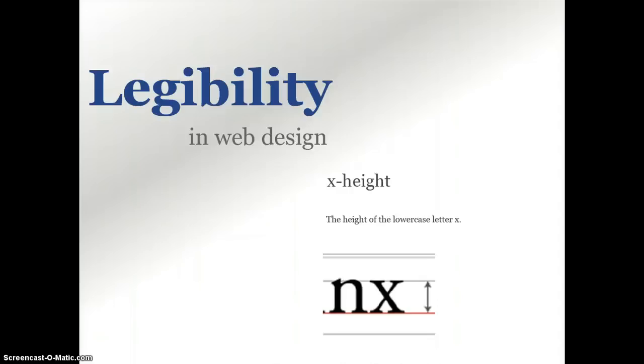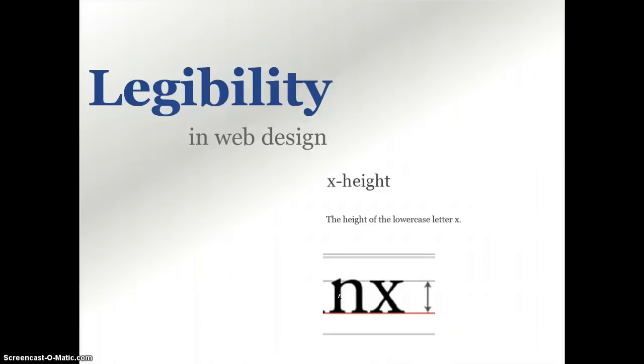X-height is the height of the lowercase letter x. A lot of what we do is determined in the x-height. The x-height of a word, so you can see the other letters here being the same height, so this is called, this n would be in an x-height, can make a determination on how the letter appears on the page also.